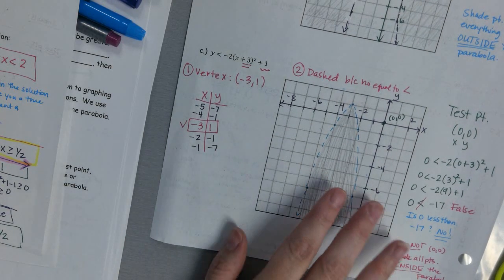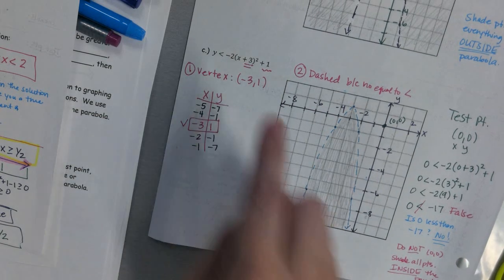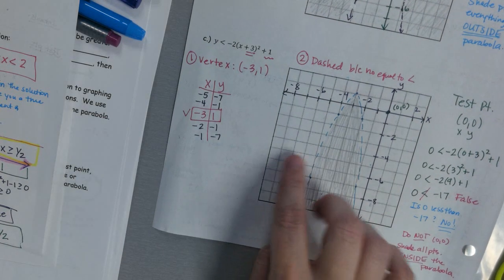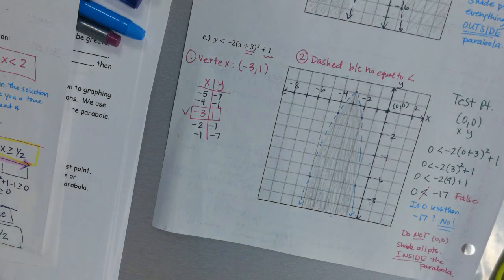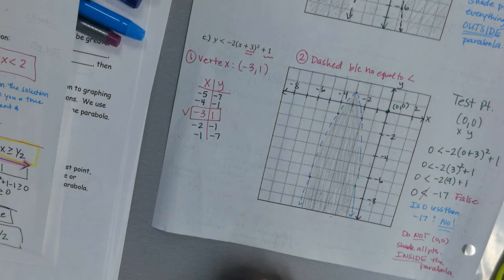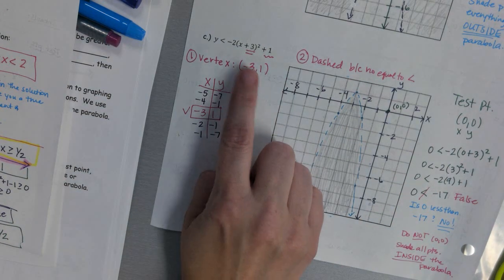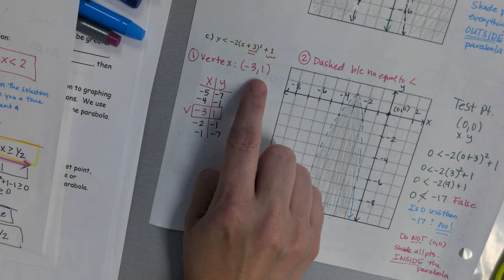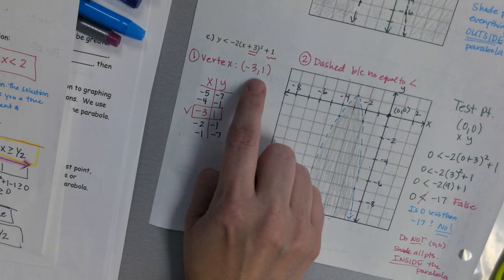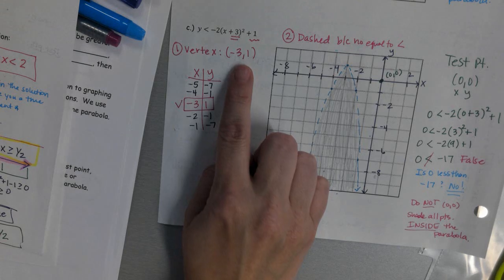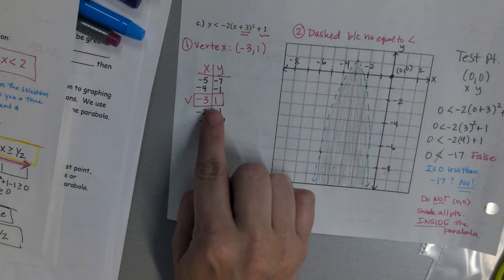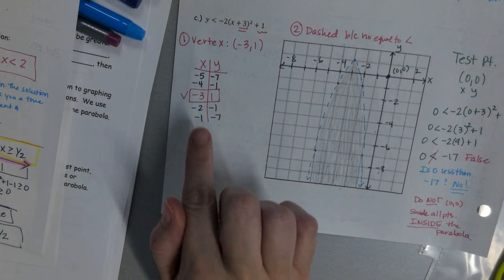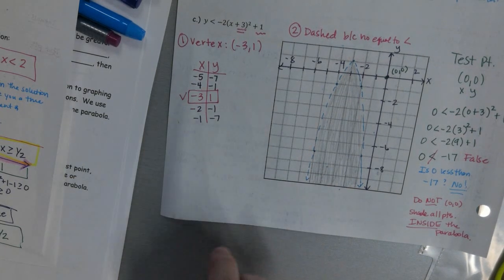It's the same process. I just wanted to show you if it's less than, that doesn't necessarily mean you're shading outside or inside it. It just depends on where 0, 0 is. Notice with this one, though, it was in vertex form. So I didn't have to use the opposite of b over 2a because I could pick the vertex out right away. Put that in the middle of my table. Use my graphing calculator to find 2 up and 2 down.